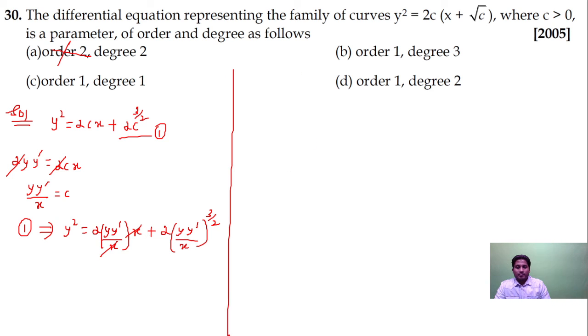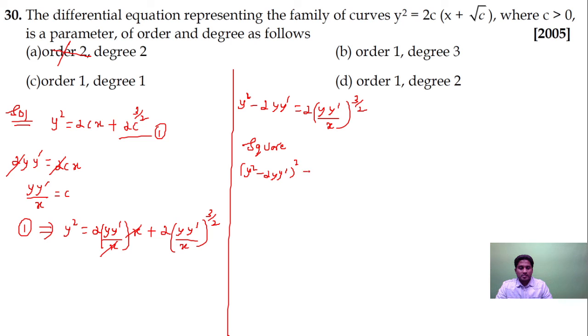So if I want to write a degree, it should be free from radicals and fractions. I can write y square minus 2y into y dash is equal to 2 into y into y dash divided by x whole to the power of 3 by 2. Okay, if you square on both sides, you can write this as y square minus 2y into y dash the whole square is equal to 2 square, which is 4, into y into y dash divided by x the whole cube.